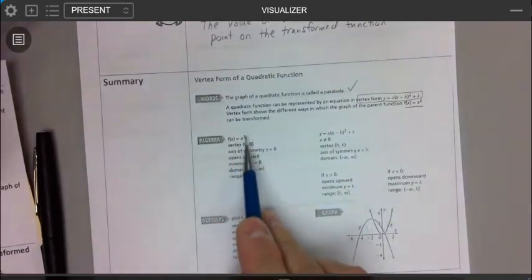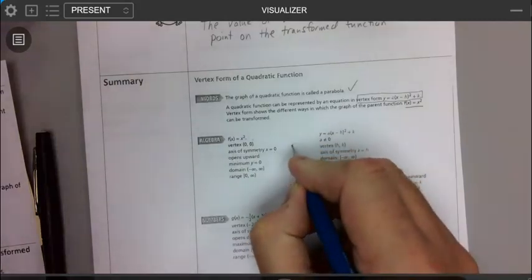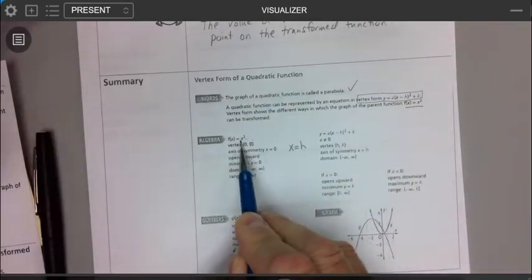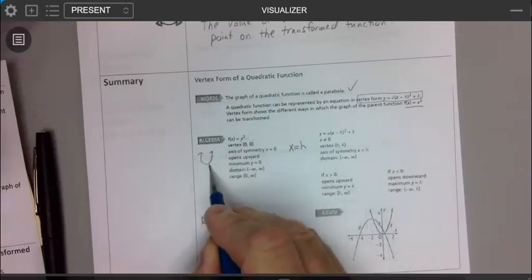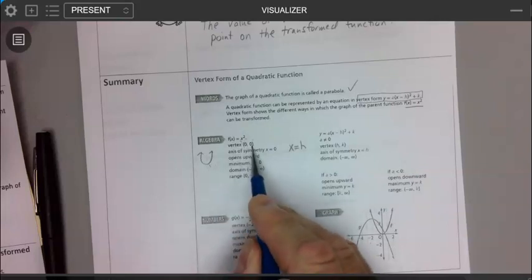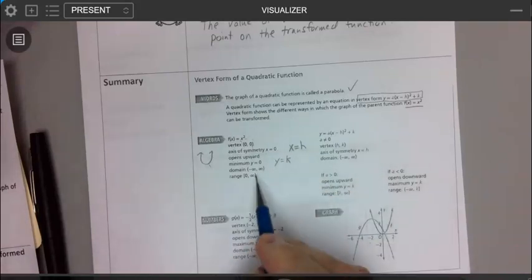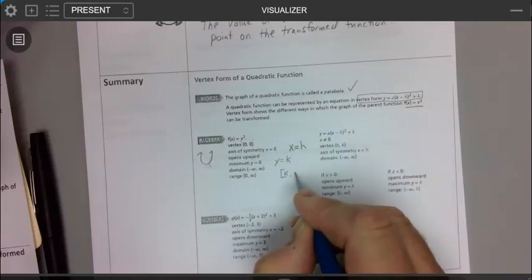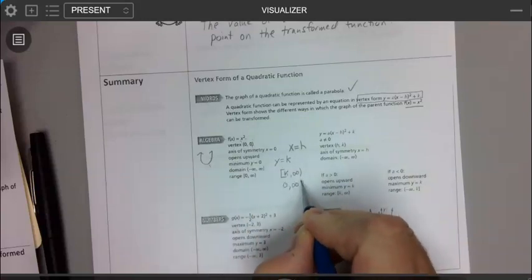Again, the parent function, which is here, has vertex 0, 0. Axis of symmetry is x equals 0. Remember, the axis of symmetry is always x equals h. This one opens upward because a is positive. And since it opens up, my vertex will be a minimum at y equals 0, because the minimum is always k. Your domain is always all real numbers. And the range, if it opens upward, will always be k to positive infinity. In this case, since k is 0, it would be 0 to infinity, 0 included.